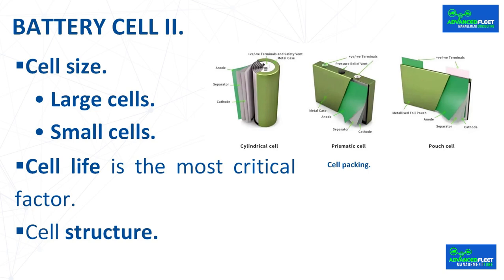Many small cells complicate their interconnection, increasing the complexity of the BMS and their cooling, but allow us finer control of capacity and power, and better figures for specific energy and pack density. Cell life is the most critical factor. Any damage to one cell will lead to damage to the entire battery pack.